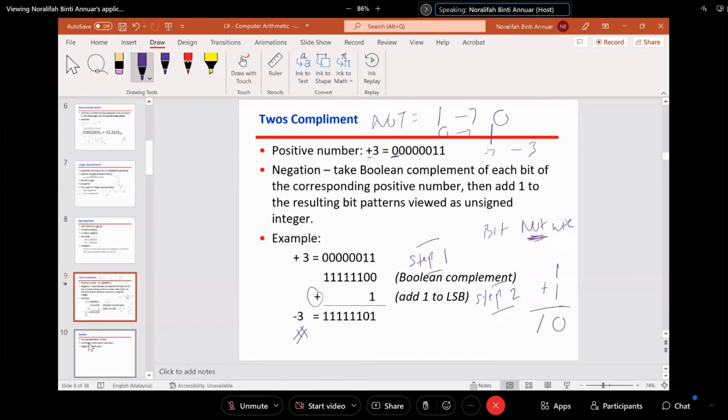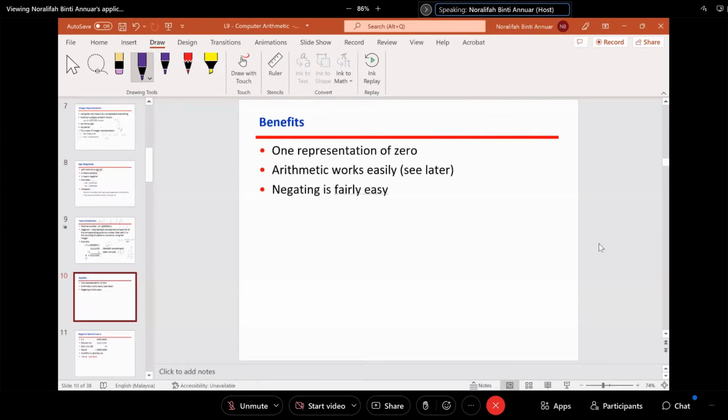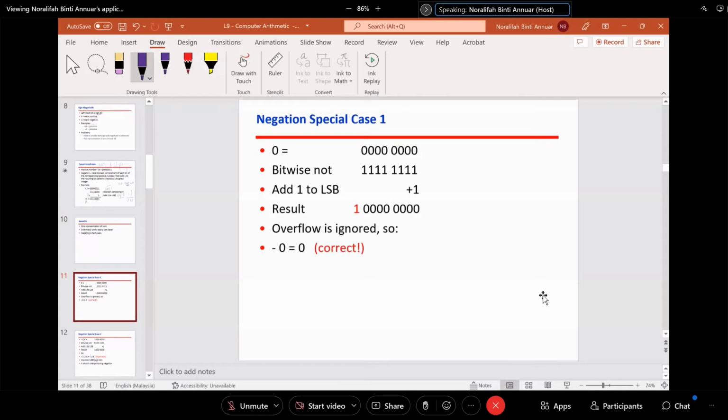Now, the benefit of one representation of 0 will work easily later. I will explain through the example here. But we have a special case for this operation, which the computer already knows. So 0, 0, 0, bitwise not, okay? 0, 0, 0 is a 0. The computer understands it's a 0. But when they do the complement, what do they get? They will get the overflow. So this overflow will be ignored. So this is a special case.